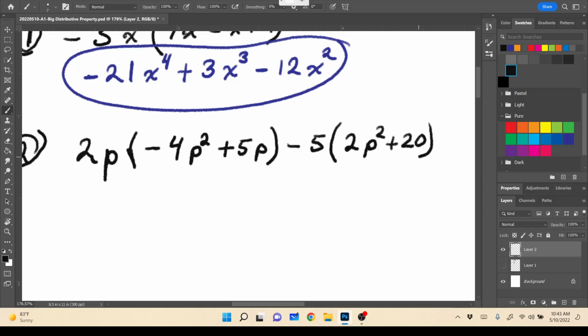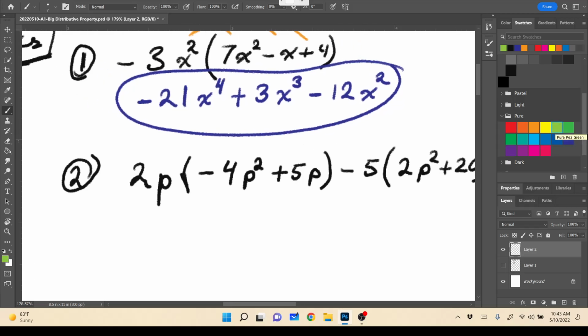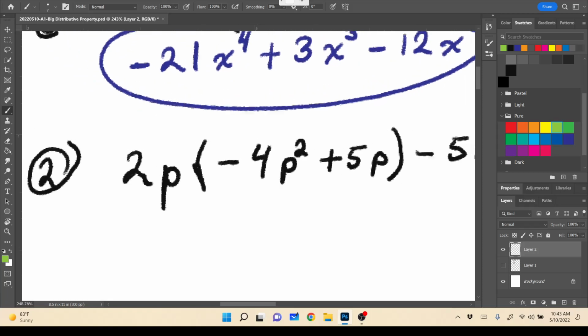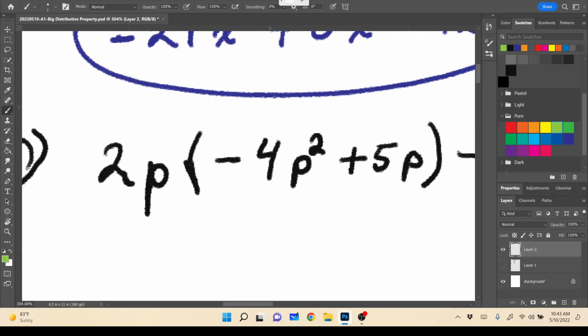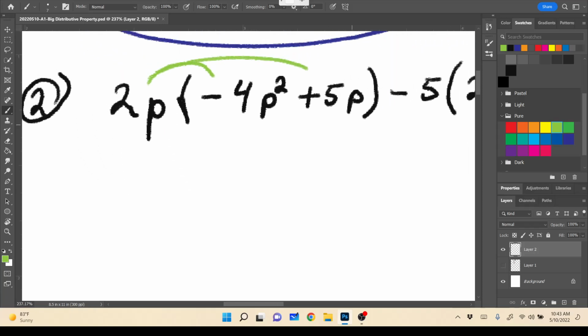Good morning. Okay, so what is going to happen up here at the front? We're going to distribute that 2p onto both of those, right? Okay, so what's 2p times negative 4p squared? Negative 8p cubed. Yep, that's right. That's what I was trying to say. I just couldn't get it out of my mouth. And then what's 2p times 5p? 10p squared, because it's p times p, 1 plus 1. Because there's two p's.